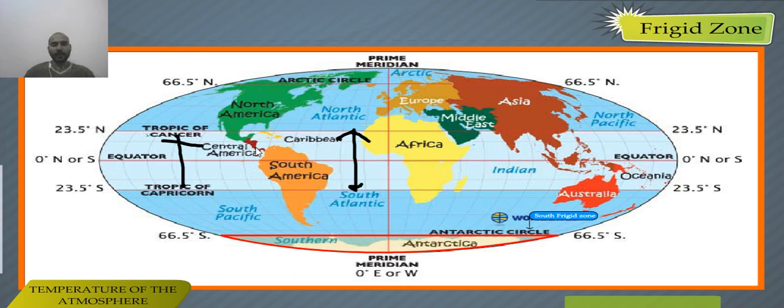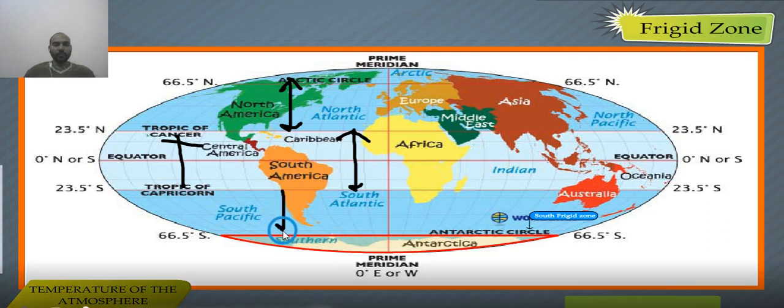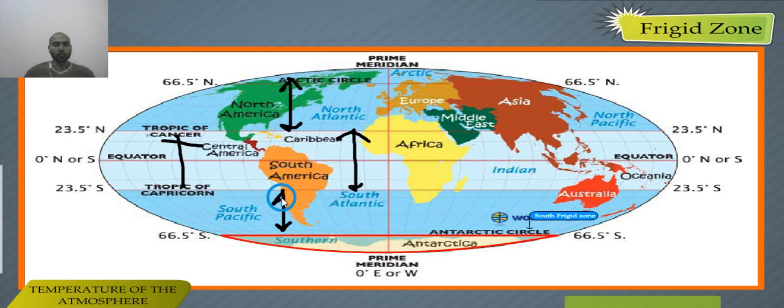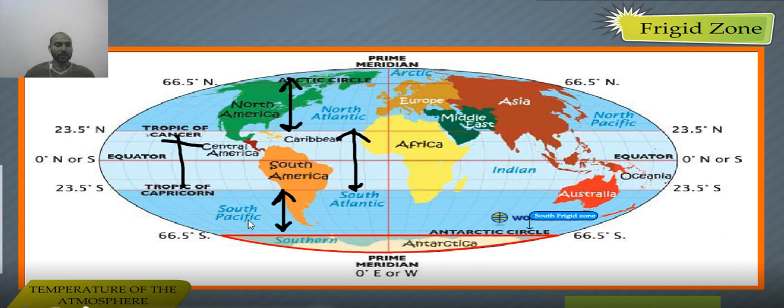Second zone is called temperate zone. Temperate zone is a zone between the Tropic of Cancer and the Arctic Circle. So this area receives inclined sun rays, so it will be colder than the torrid areas. Temperate zone is also divided into North Temperate Zone and South Temperate Zone. So the area between the Antarctic Circle and the Tropic of Capricorn is called the South Temperate Zone.